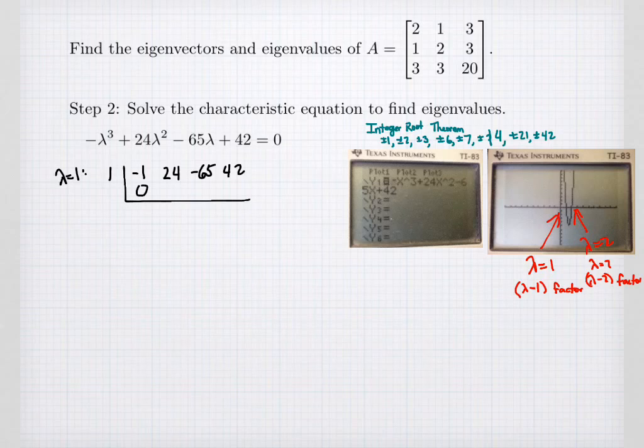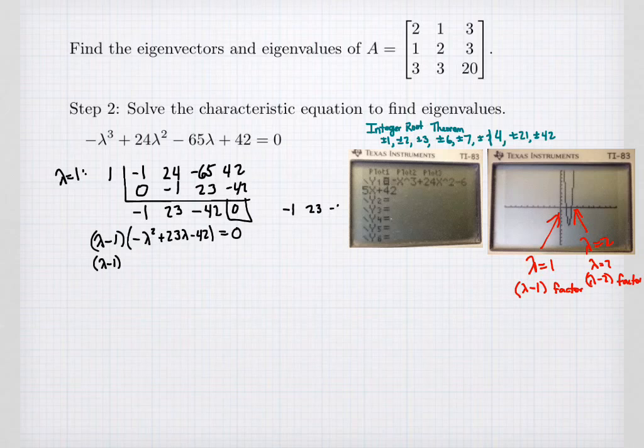Alright, so always start with 0. We're going to add and multiply. 23, -42, and 0. And since this is 0, we know that it is in fact a factor. It's lambda minus 1 times negative lambda squared plus 23 lambda minus 42, and that equals 0. Now I knew that lambda equals 2 was also a root, so we can write lambda minus 1. And I guess we should check our polynomial, -1, 23, -42.